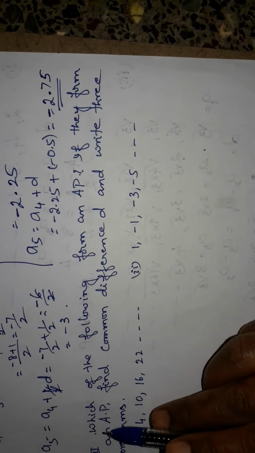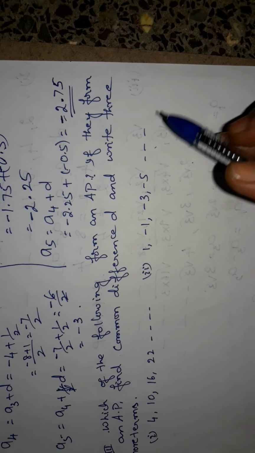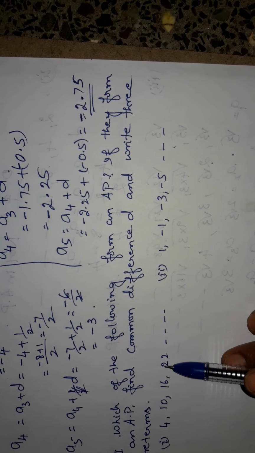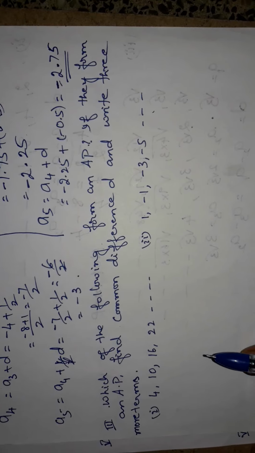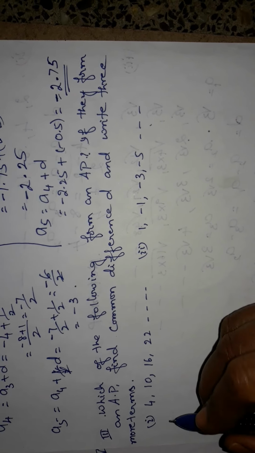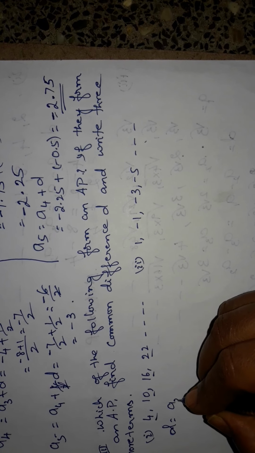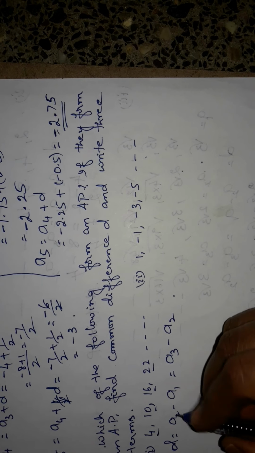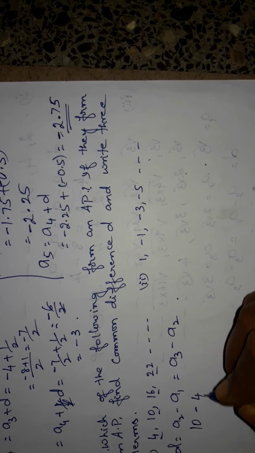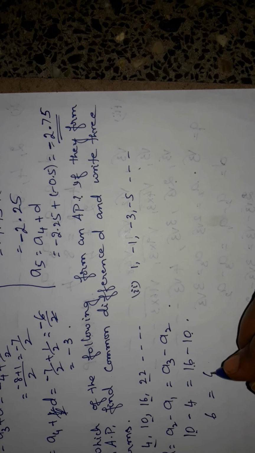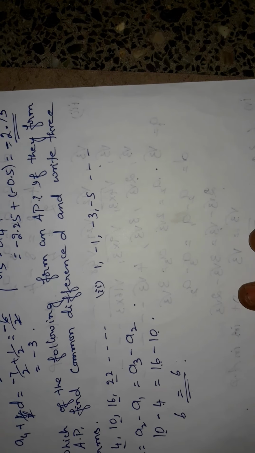Next question. Which of the following terms form an AP? Here we have to check whether it forms an AP or not. If it is in AP, we have to write next 3 terms. If it is not in AP, no need to write it. See, 4, 10, 16, 22. D equals A2 minus A1 equals A3 minus A2. 10 minus 4 equals 16 minus 10. 10 minus 4 is 6. 16 minus 10 is 6.